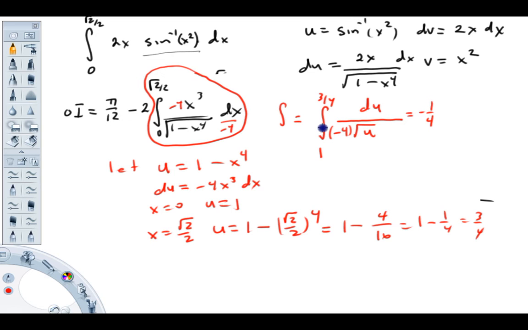All right, now, this is the integral of du over square root u. This is u to the 1 minus 1/2. So when we take the antiderivative, that's going to be u to the positive 1/2, divided by our new power. That's going to be the same as multiplying by 2. And that's evaluated from 1 to 3 over 4. I'm going to write it right here: minus 1 over 4, u to the 1/2 times 2 over 1, all evaluated from 1 to 3/4.